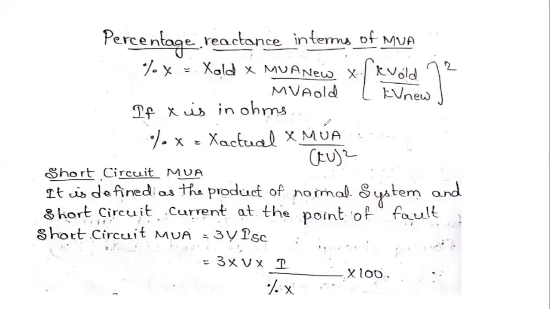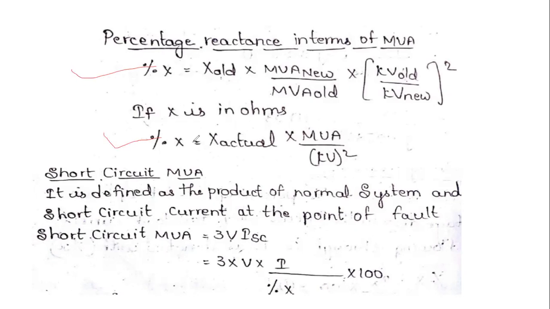If X is in ohms, suppose the reactance value is in ohms, as opposed to being in the per unit system, then we calculate like this: percentage X is equal to X actual into MVA by kV square. X actual value into MVA by kV square. These are the two different formulas for calculating the percentage reactance.